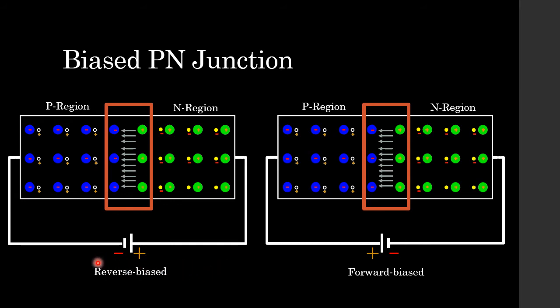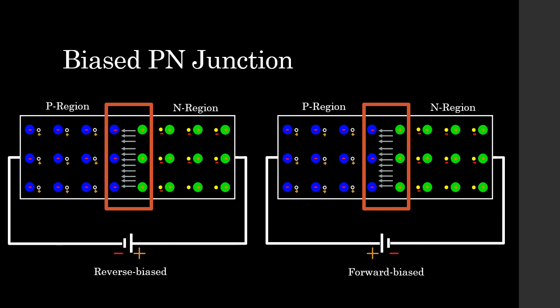The first being the reverse biased condition, where the negative terminal of the battery goes to the P region, or as you'll remember, the anode of our diode, and the positive terminal of the battery goes to the N region, or the cathode of our diode. And for the forward biased condition, our battery's positive terminal is connected to the P region, or the anode of our diode, and the negative terminal of the battery, yes, you guessed it, is connected to the N region, or the cathode of our diode.